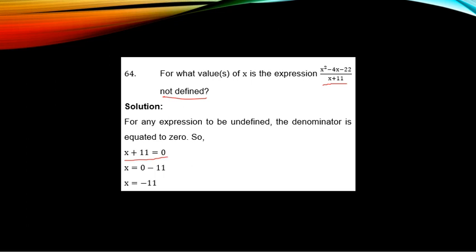So you have a simple linear equation. If you collect like terms, you have S equal to 0 minus 11. If you move plus 11 this way, it becomes minus 11, and you have S equal to minus 11. So the expression will remain undefined as long as S is equal to minus 11. If you want to avoid that, S can be any other number except minus 11.